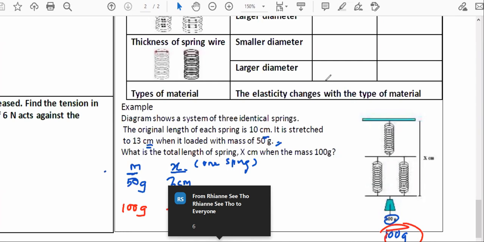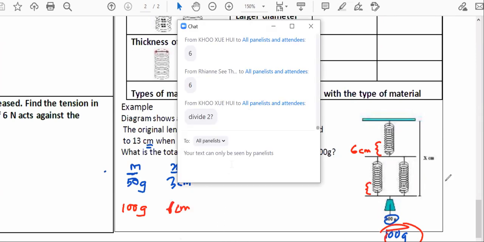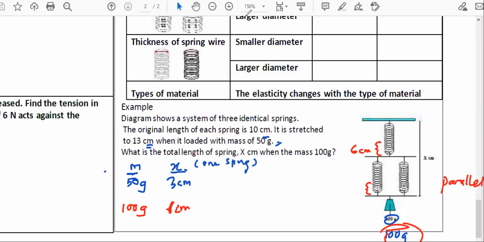Okay, next we move on to here. If it is alone, one spring, it will extend 6 cm. But if you have two springs in parallel, what happens to the system? It's very simple. If springs are arranged in parallel, they will share the load. So the extension will reduce. They divide according to the number of springs. Here there are two springs, so 6 divided by 2. The extension automatically becomes 3 cm. If you have 3 springs, divide by 3. If you have 4 springs, divide by 4. That is for parallel. But if they are individual, then they don't count.